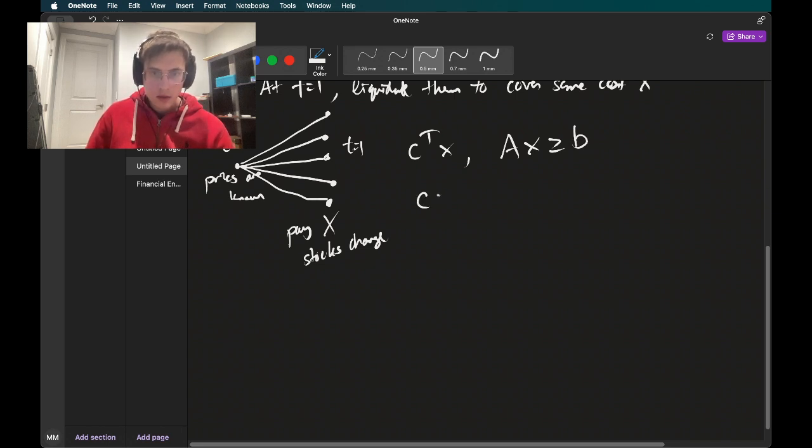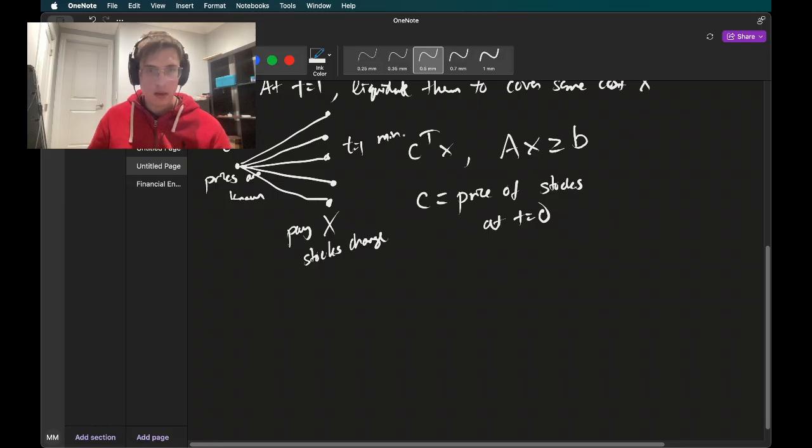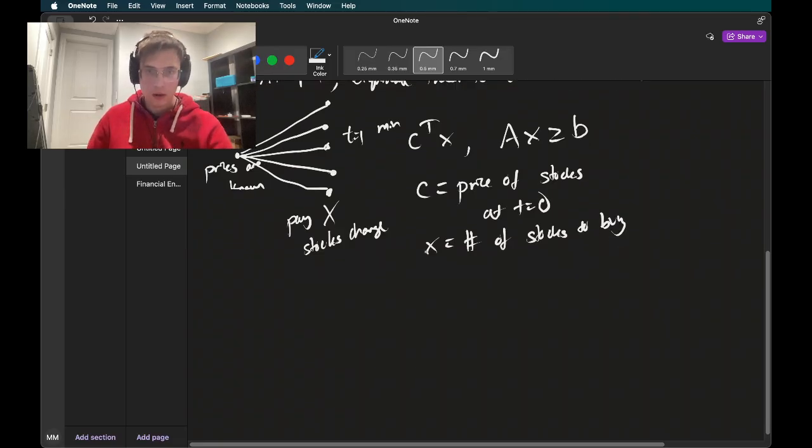So c in this case is the price of the stocks. Again, it's a vector at t equals 0. So you want to minimize the amount you pay at t equals 0 to hedge, right? Then x will be the number of stocks you buy for each stock. So c^T x is the total amount of money you spend to hedge, right?